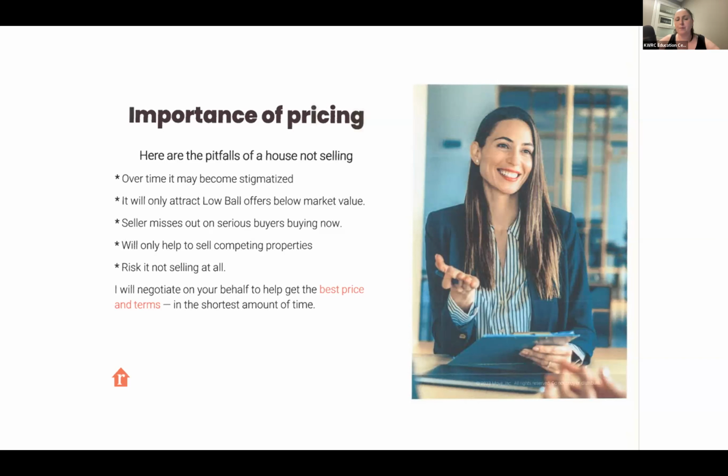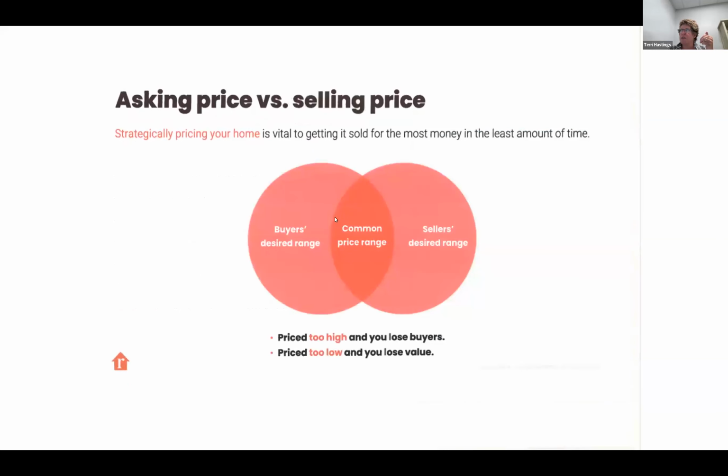And then bottom line, you risk it not selling at all. So I will negotiate on your behalf, of course, to get you the best price and terms in the shortest amount of time. However, it needs to be priced at the right price point. Does that make sense to you, Jen?